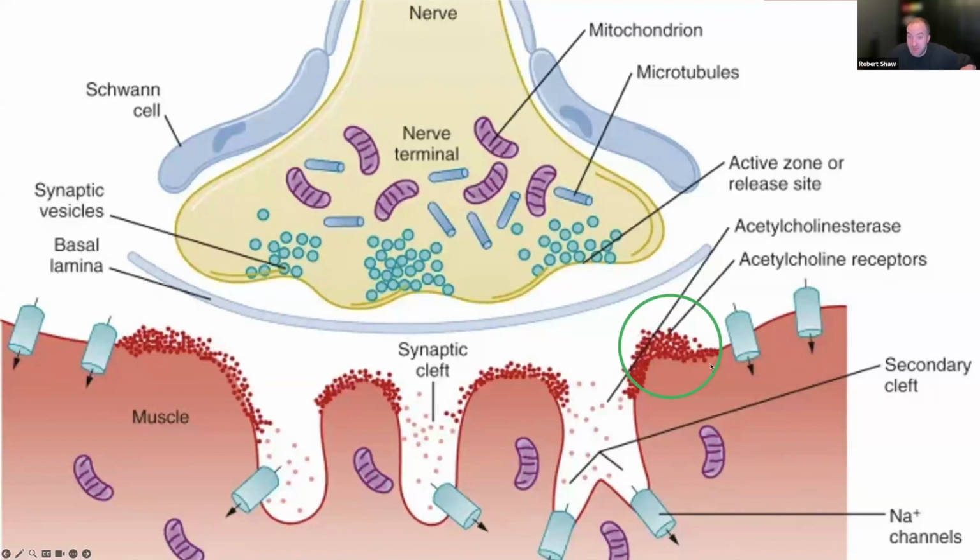A muscle is then able to relax and stop contraction when acetylcholine is hydrolyzed by acetylcholinesterase, which are these light pink little dots right next to the green circle. And the membrane then repolarizes. So we have contraction and then we have relaxation of the muscle.